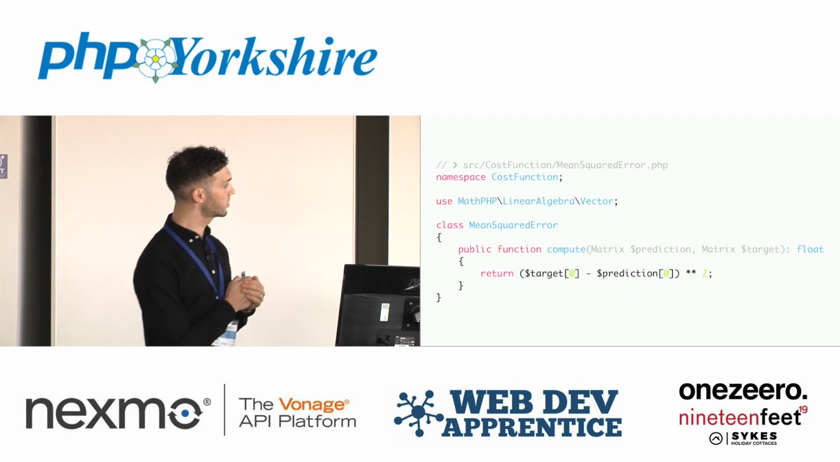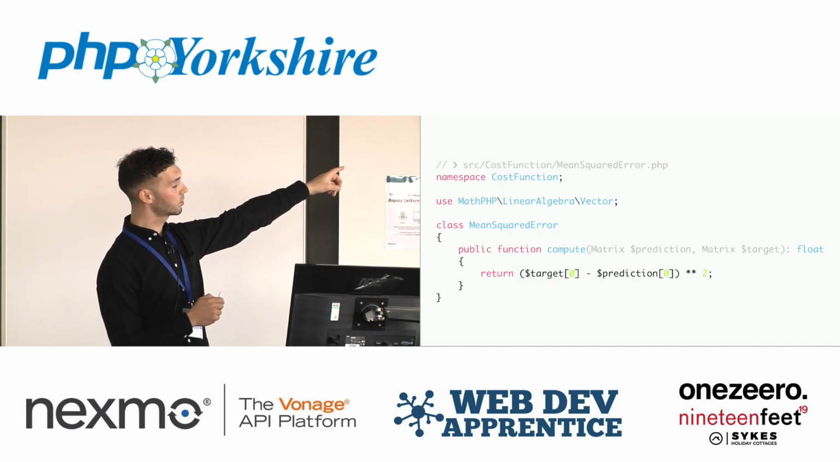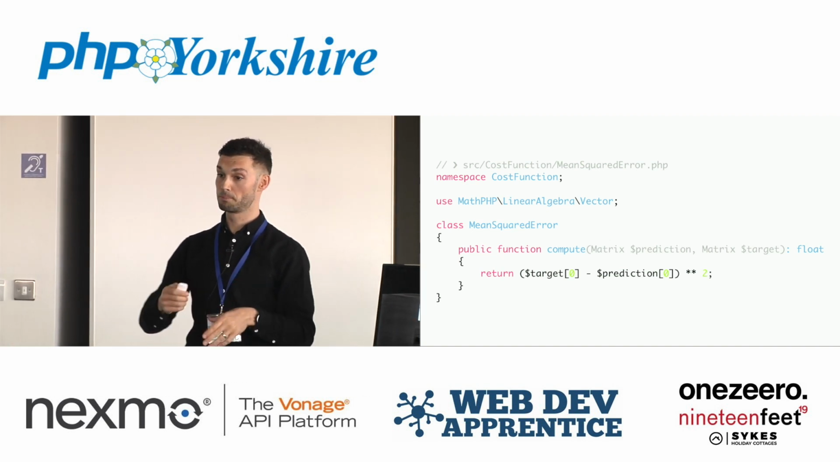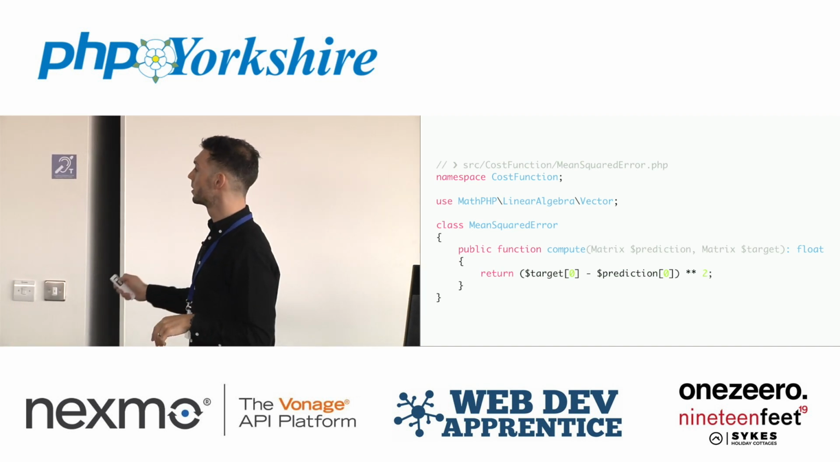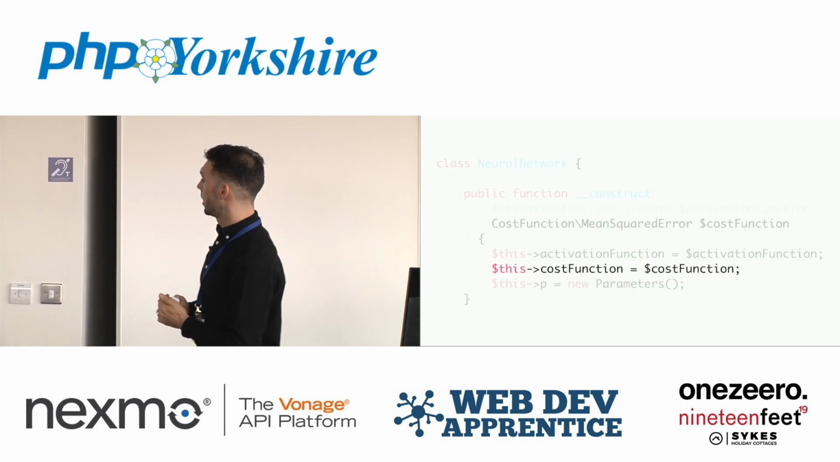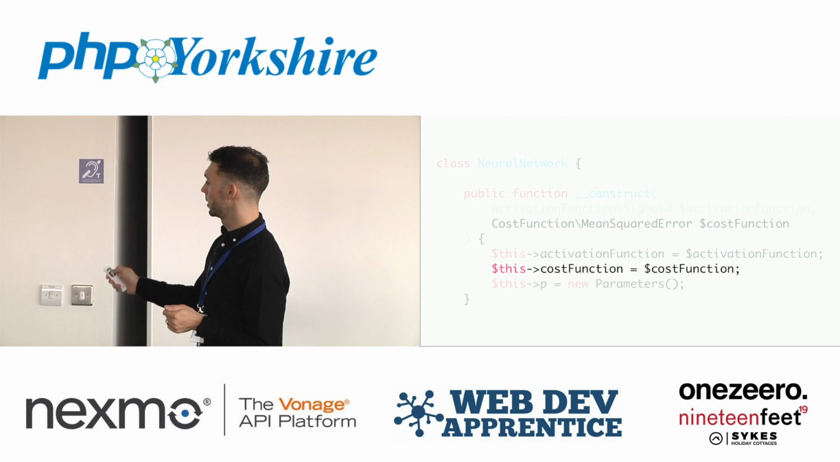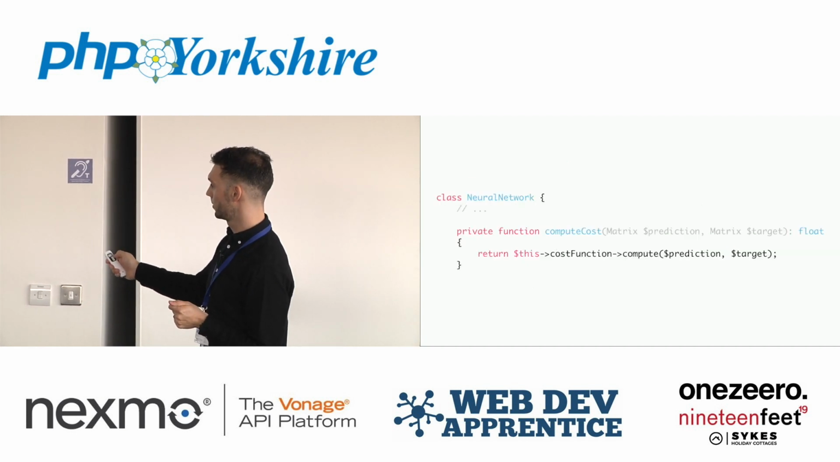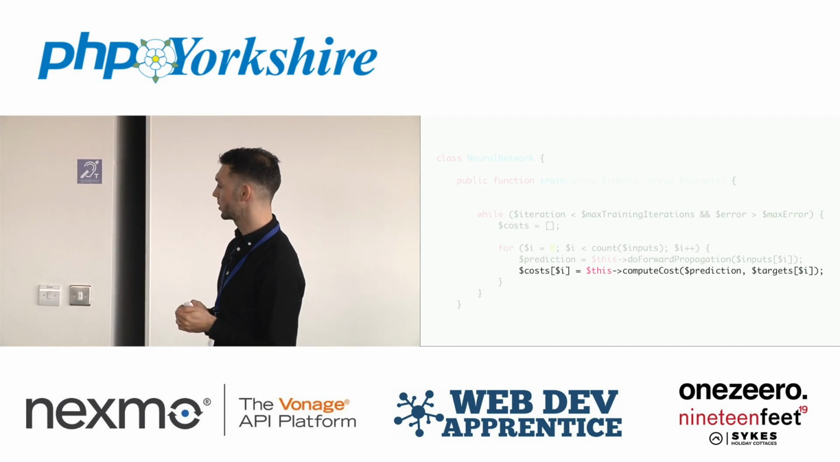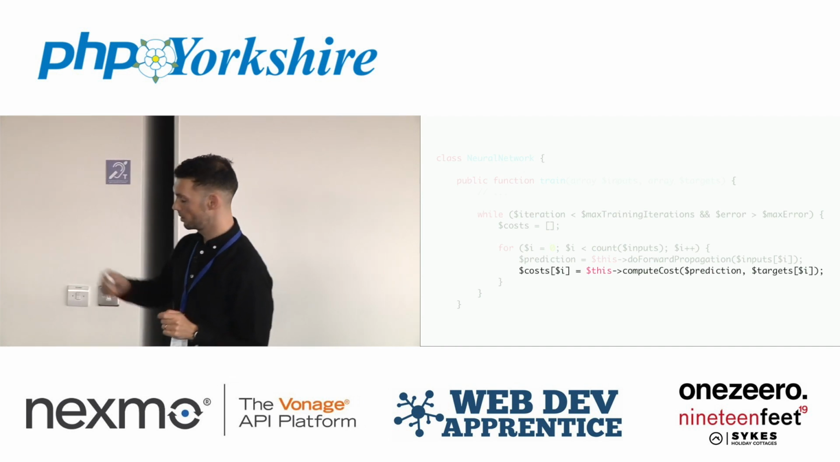So if I implement this, again, I'm going to put it in a namespace called cost function, because there are multiple choices. You can use different ones. Different examples may require a different cost function. So compute is quite easy to do. I'm setting my constructor, and here I have my cost function defined. And now I can call it as my second step. And I'm going to keep track of that in my costs array.